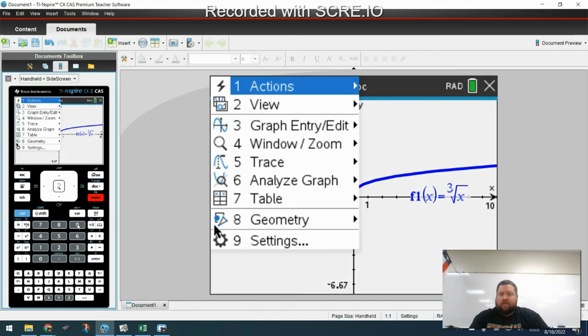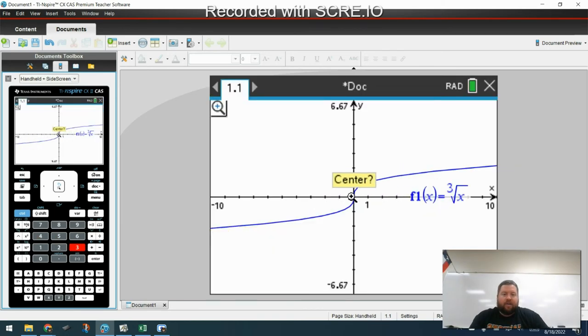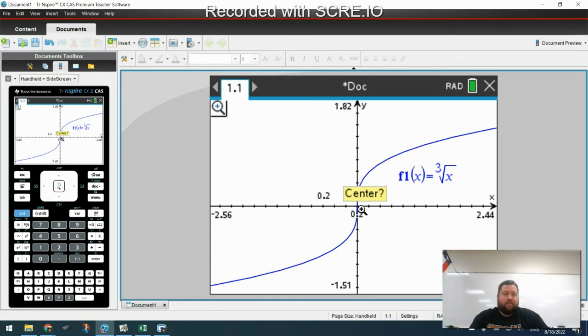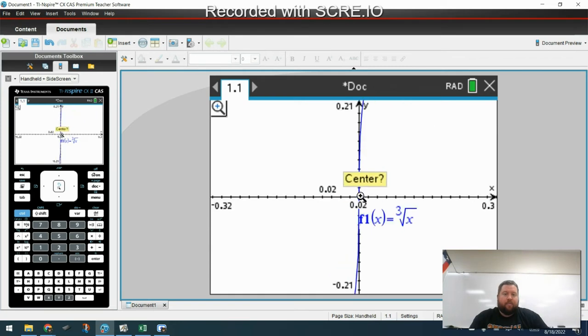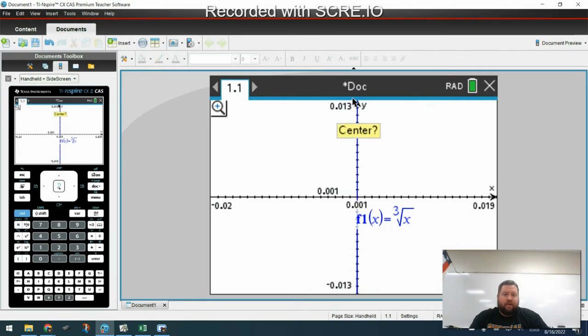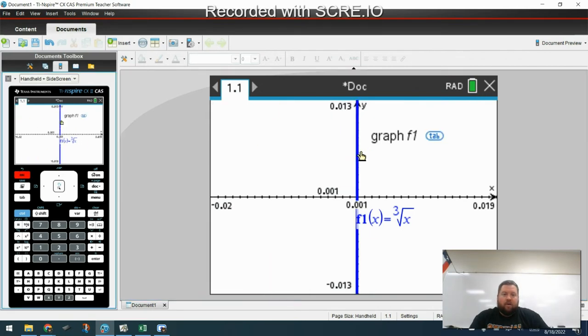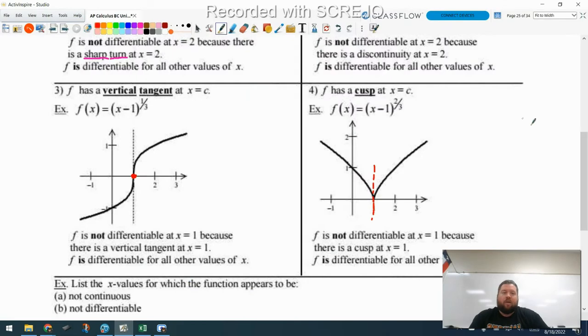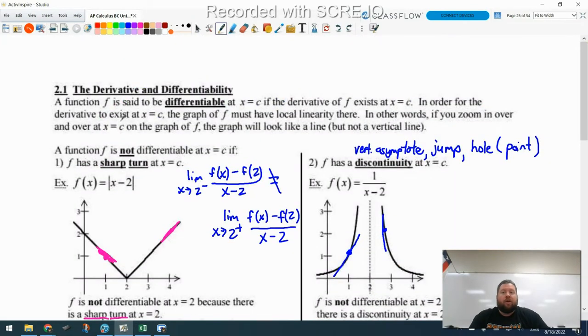Now, this would be not differentiable at x equals 0 because it has a vertical tangent line there. And so if I zoom in on that, you'll see it also looks like a line, but it's a vertical line. There we go. I think I've zoomed in enough. Now it looks like there's a vertical line right there. And that's how we could tell that that is not differentiable, because the tangent line that we see is a vertical line. So that's what that definition was talking about at the top: if you zoom in over and over at x equals c, the graph of f will look like a line, but not a vertical line.